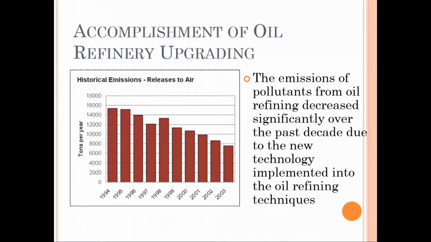All right. So the emission of pollutants from oil refineries decreased significantly over the past decade, between the period of 1994 to 2003. I can't lay my hand on the more recent readings, but it will definitely be a decline if you look at refineries that have been upgraded. You understand? Over the past decade, due to the new technology implemented into the oil refinery techniques. All right. So it is very important that we take note of that also, that upgrading the refinery helps to reduce that.